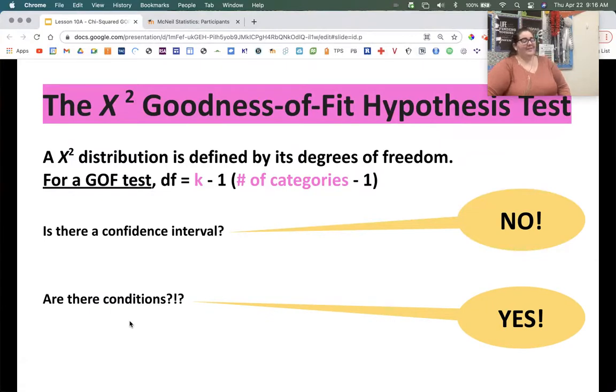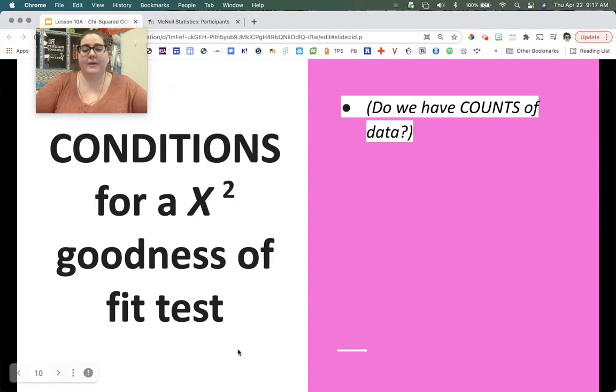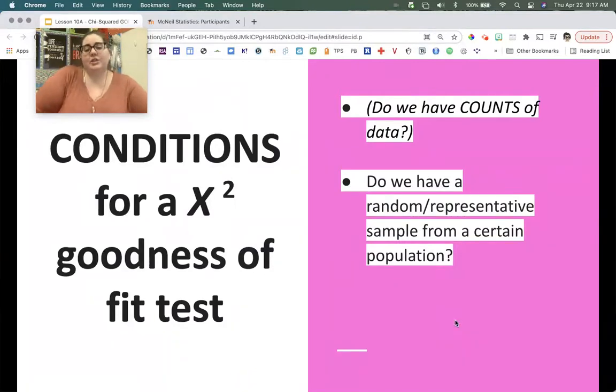We do, however, have conditions. However, you'll probably like the conditions a little bit better with a chi-squared. It's way less work. So our conditions for a chi-squared test for goodness of fit. Firstly, do we have counts of data? We want to make sure we're dealing with numbers of data as opposed to means or proportions or medians or standard deviations or anything else. We should be dealing with counts. It shouldn't be weights of items. We have to be dealing with numbers or counts of items. Second condition, do we have a random or representative sample, same as always, from a certain population?